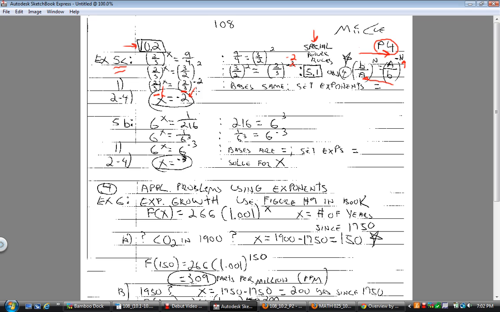Okay, so we could look at 5b here real fast. This one's kind of interesting. It says 6 raised to the x equals 1/216. You can't do anything over here with 6. You can't take square roots or squares or anything, so I'm going to try to look at 1/216 and realize 6 cubed is 216, so I'm going to write it as 1/6 to the -3.